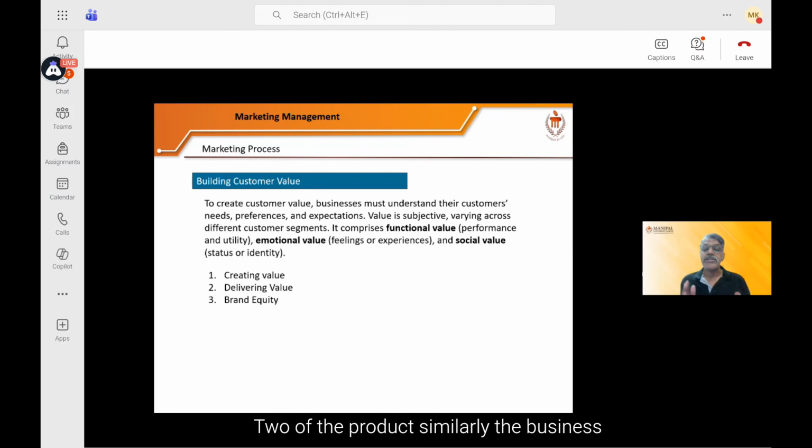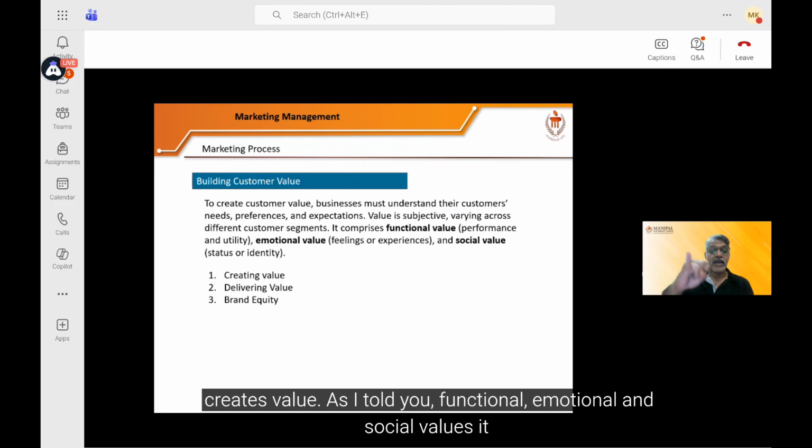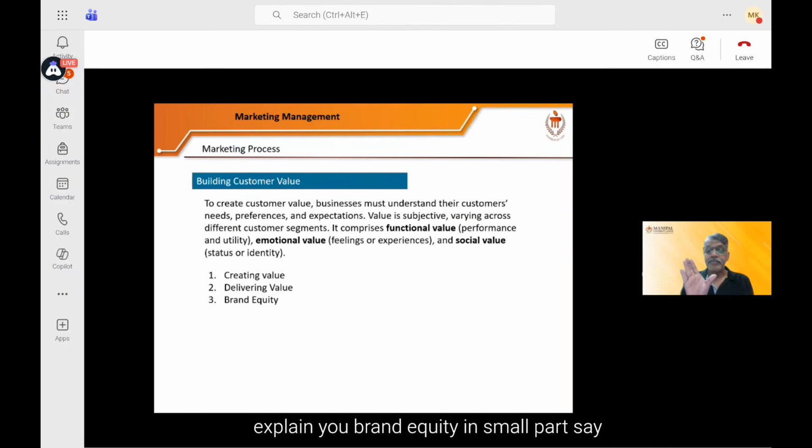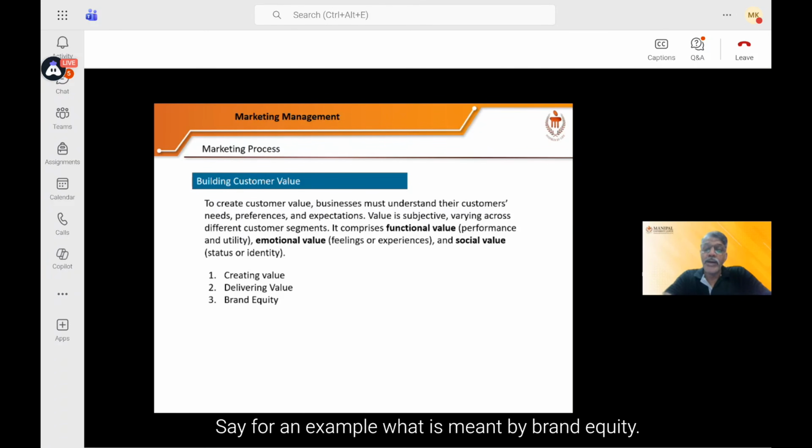Similarly, the business is also trying to create customer value for the consumer in three forms. It creates value, as I told you, functional, emotional, and social values. It delivers the value. Delivering the value means it makes people understand how important the product is for you, and it creates brand equity. Let me explain brand equity in a small part. Say, for example, what is meant by brand equity?